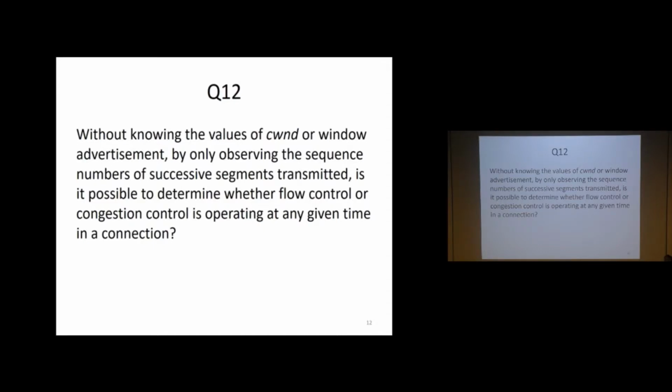What do you think? What's your guess? Yeah, I don't think you have enough information. So the answer here is no. You actually need to know either the congestion window or the flow window, and you need to know the sequence numbers. Then you can figure out where you're operating. Again, the point of this is to go back and review the mechanics of TCP. Make sure you understand what's going on. All right.